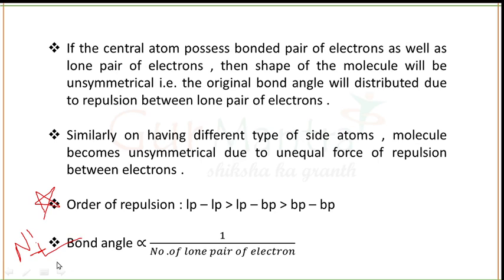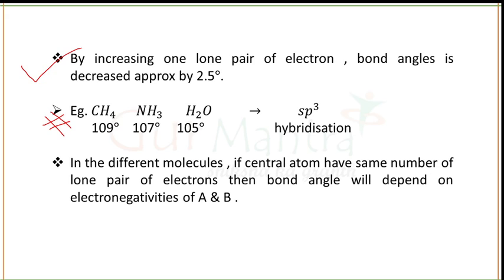And this point makes your numerical aspect. That is, if the bond angle is increasing, then the number of lone pairs of electrons should be decreasing, or the bond angle is inversely proportional to the number of lone pairs of electrons. Means if the number of lone pairs increases, then the bond angle must decrease. Next point is, if the number of lone pairs increases, then the bond angle decreases by approximately 2.5 degrees, or simply 2 degrees.